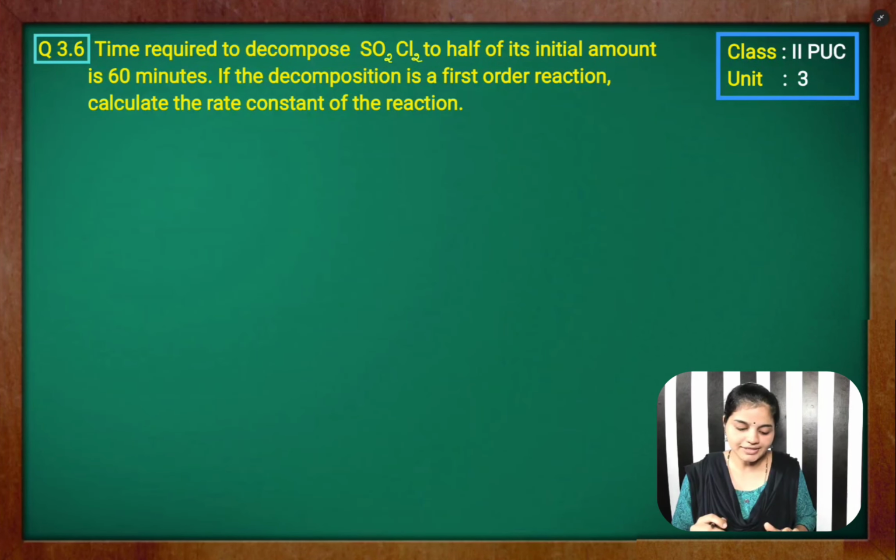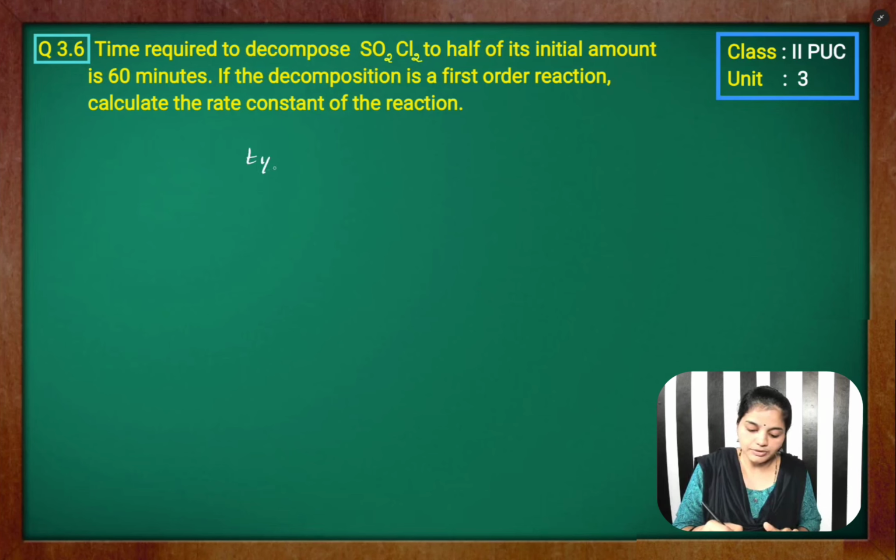Question number 3.6. Time required to decompose SO2Cl2 to half of its initial amount is 60 minutes. If the decomposition is a first order reaction, calculate the rate constant of the reaction. So they told us that the decomposition reaction is a first order reaction, and we know the relation between half-life and rate constant for a first order reaction is T half is equal to 0.693 divided by K.